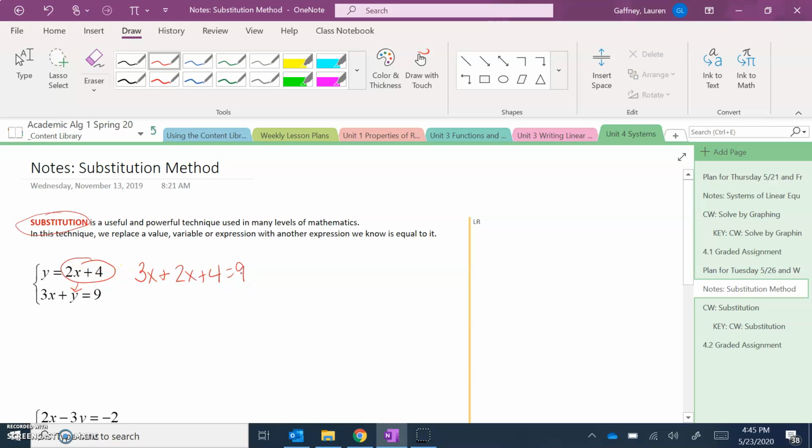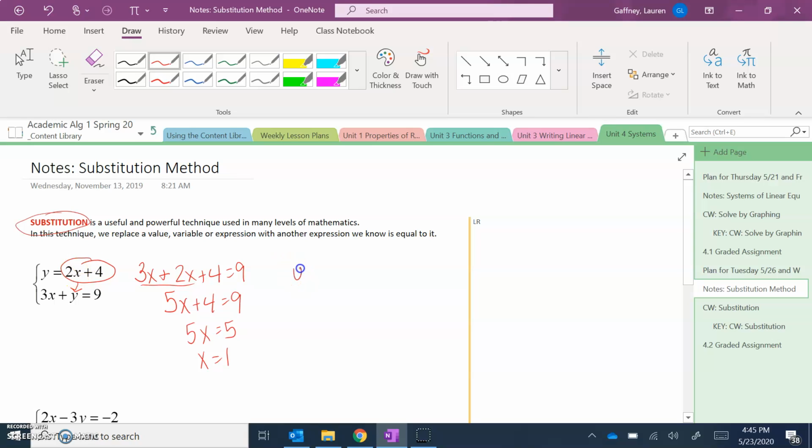From here now, I have an equation with just one variable. So now I can solve for that variable. These combine to 5x plus 4 equals 9. Subtract the 4 over and divide by 5. Now, remember from the last unit, you need the whole ordered pair, the x and the y value. It doesn't matter which one of these, but I'm going to put 1 back in for the x so that way I can find the y.